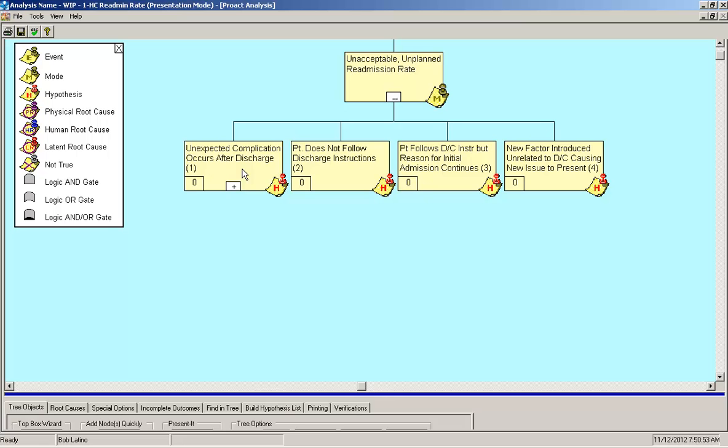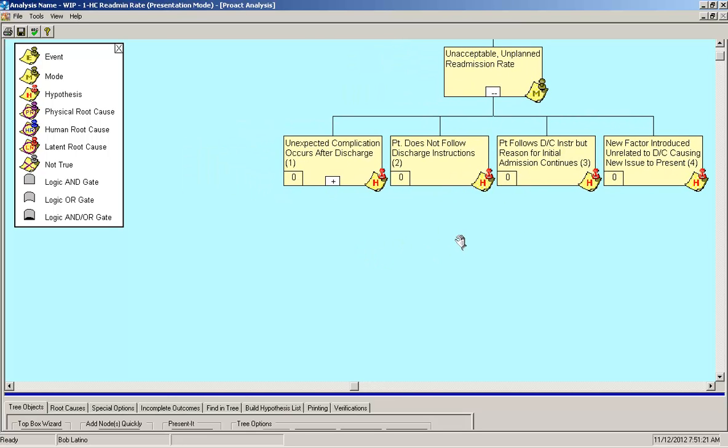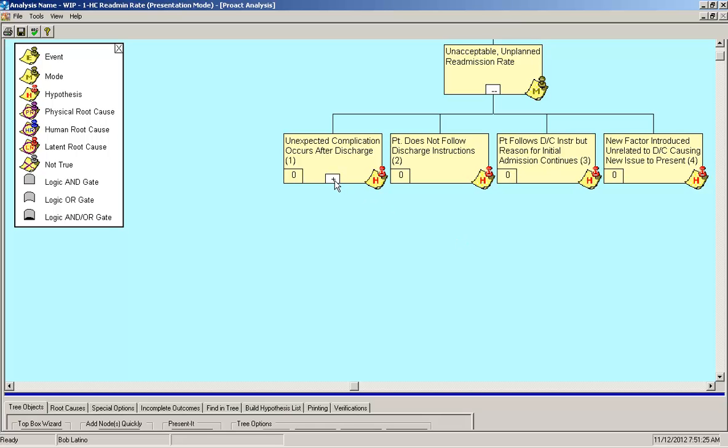Our four major submodes, and these are important because they will be a column in our RPAP tool, are: number 1, unexpected complication occurs after discharge. Number 2, patient does not follow discharge instructions. Number 3, patient follows the discharge instructions, but the reason for the initial admission continues. And lastly, number 4, a new factor is introduced unrelated to the discharge, causing a new patient issue to present. For the sake of example, I'm going to carry all the way down in one leg, but recognize whenever there's a plus sign, that means there are more areas of exploration.